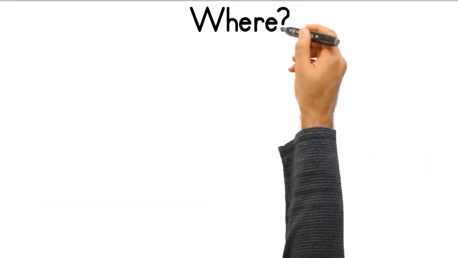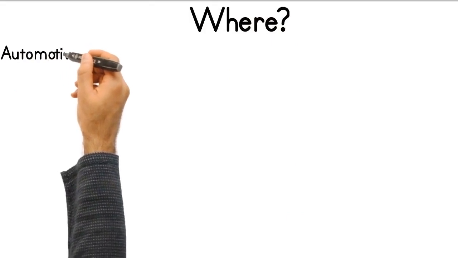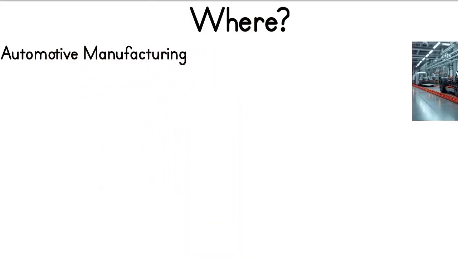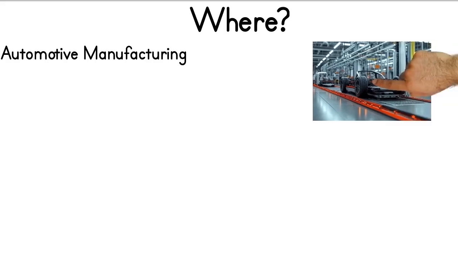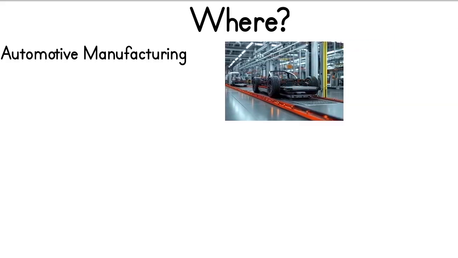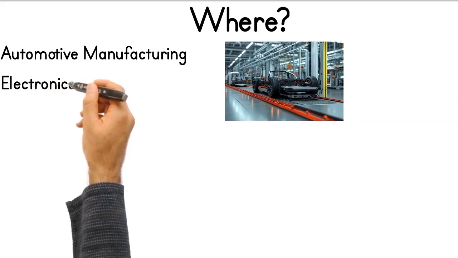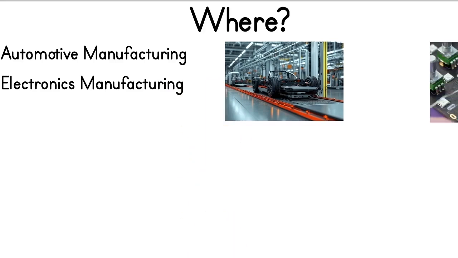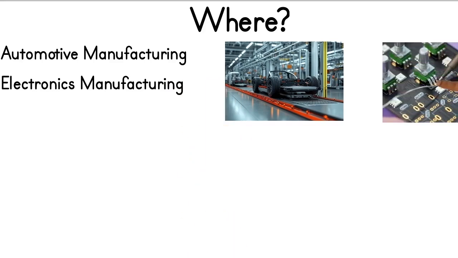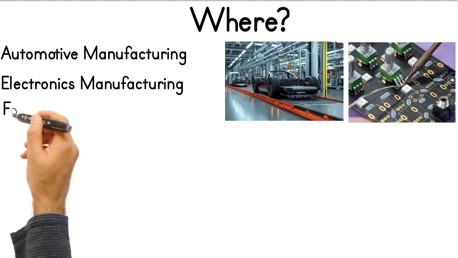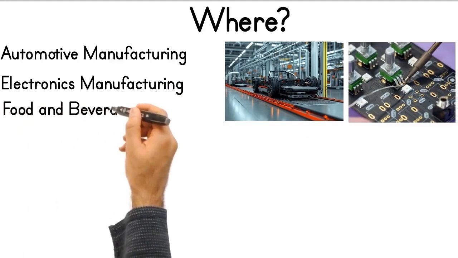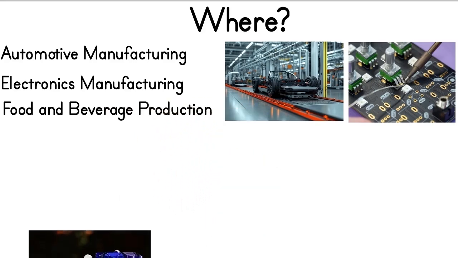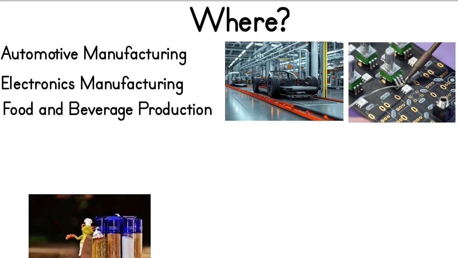Where is continuous flow used? Automotive manufacturing. Car manufacturers use continuous flow to assemble vehicles in a series of workstations, with each step seamlessly passing the work to the next. Electronics manufacturing. Companies that produce electronics often use continuous flow in assembly lines to efficiently produce standardized components and devices. Food and beverage production. In industries like food and beverage manufacturing, continuous flow systems ensure that products are produced, packaged, and shipped with minimal interruptions.